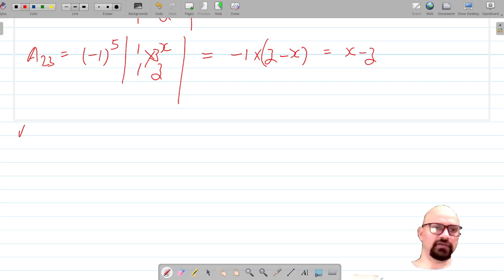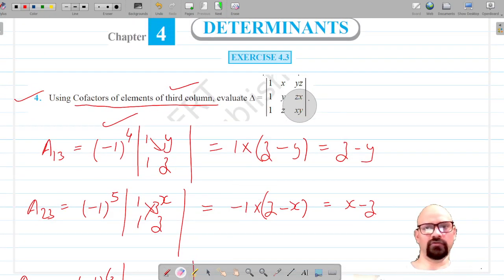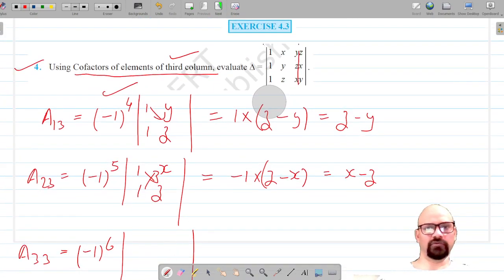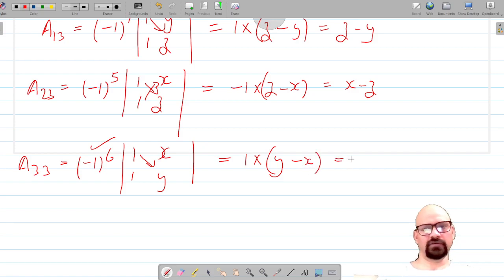Okay, next is the cofactor of the third row, third column, which is equal to negative 1 raised to the power 6. If we remove the row and the column of this, we have 1 x, 1 y. Negative 1 raised to the power 6 is 1. And this is y minus x, which is equal to y minus x.